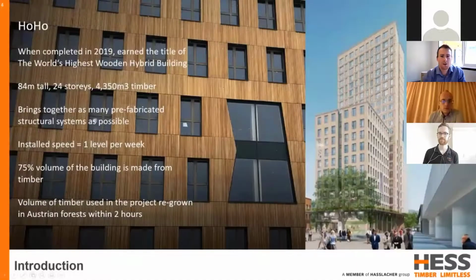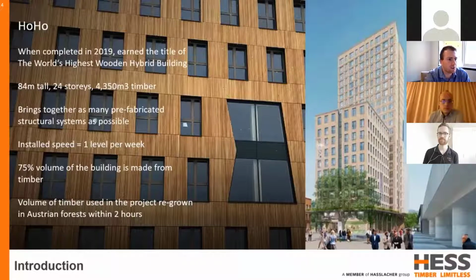Right, so HoHo itself was completed in early 2019, and at the time it earned the title of the world's highest wooden hybrid building. The building is 84 meters tall and across 24 stories, and it consists of 4,350 cubic meters of timber fiber, and this is across all the timber products that went into the project. It's important to note that the timber elements do support their self-weight and the imposed vertical loads for the entire height of the building, and it uses the concrete core purely for lateral restraint purposes. I'll go into this a lot more in detail later.